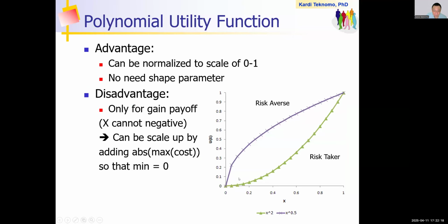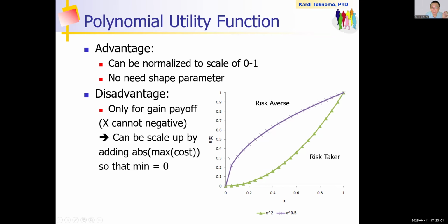Remember square root and x squared here. What is the advantage and disadvantage of using this polynomial function? Square root, this one, can you see? Risk averse is the one on top, and risk taker is the one at the bottom like this. The nice thing about the polynomial utility function is you can normalize the x value to 0 and 1, and you don't need to care about any parameter, right? So it's just x squared or square root of x.